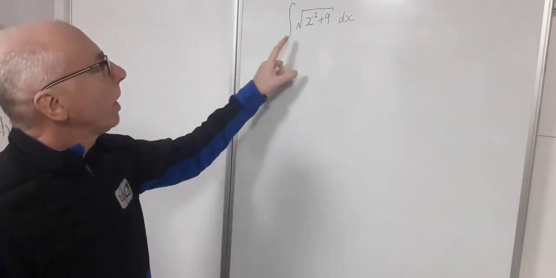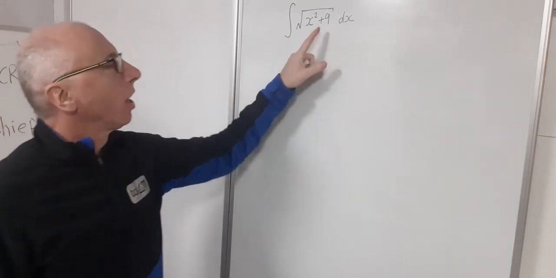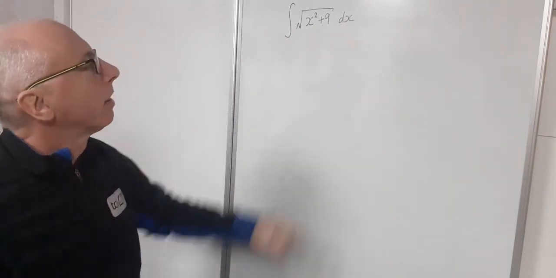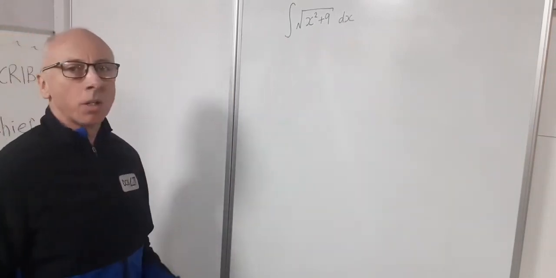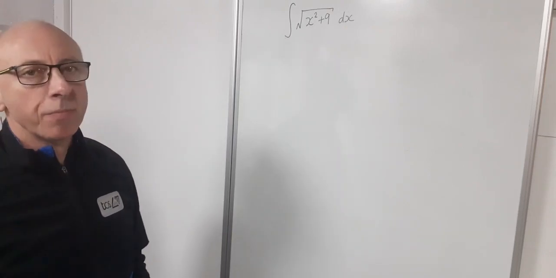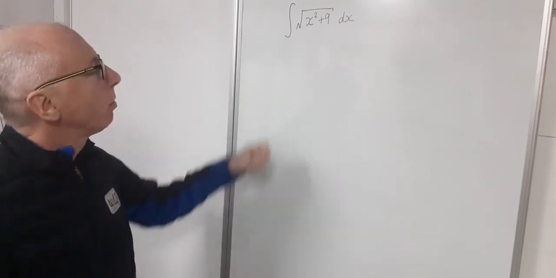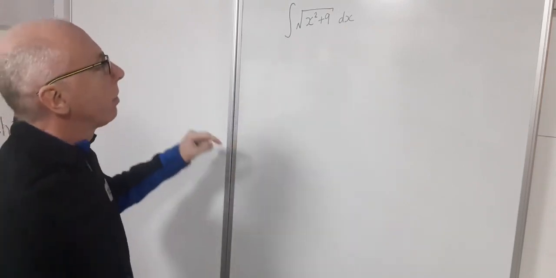So in this video we're going to integrate the square root of x squared plus 9 with regards to x. Now in this video I'm going to do something called a trig substitution, and that's one of three methods we can use to try and solve this function.